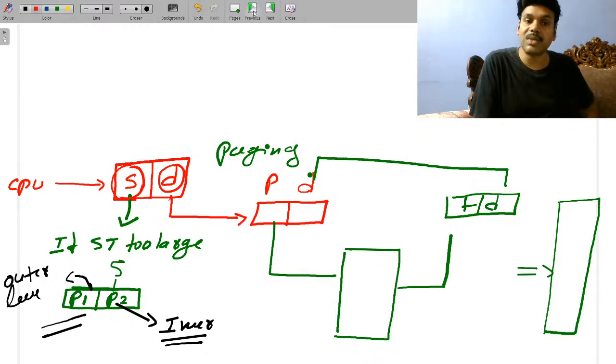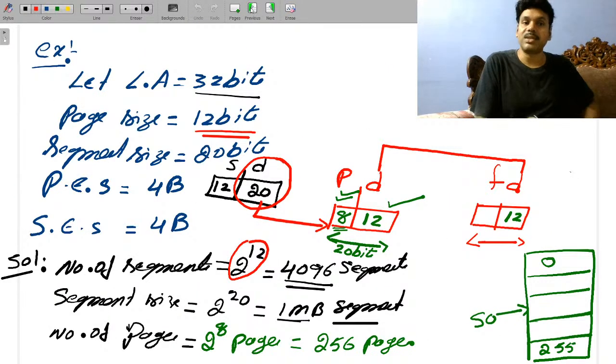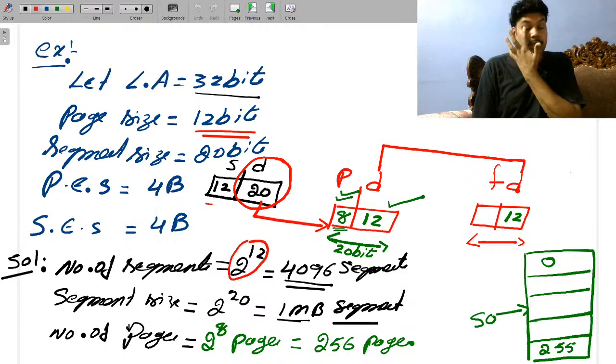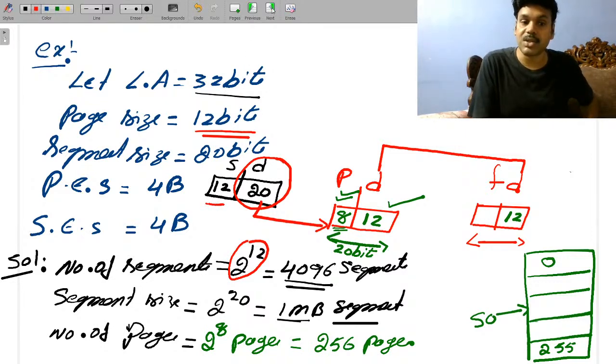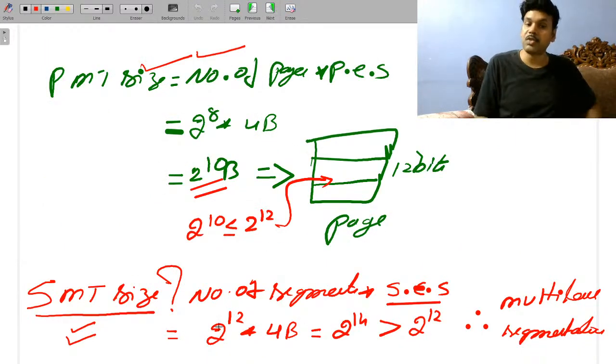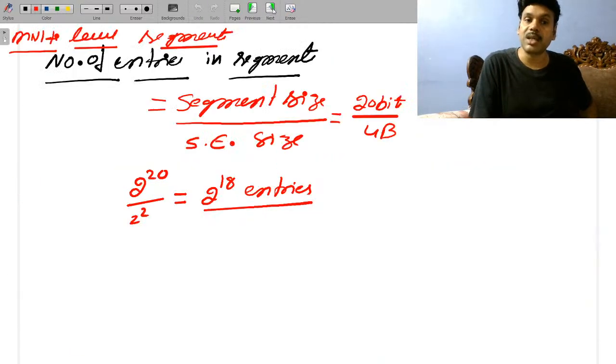Please look at the previous example. Your S is nothing but the number of segments, which consists of 12 bits, 2 power 12. That's our concentration. Because of the 2 power 12 only, I am unable to locate a particular single slot. So this time, your S is going to be split.